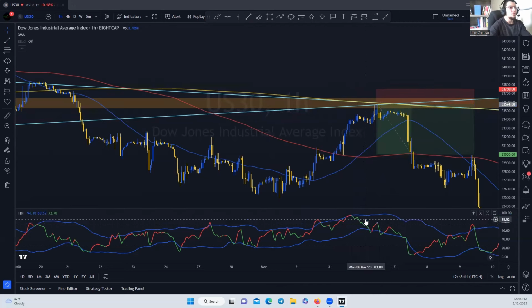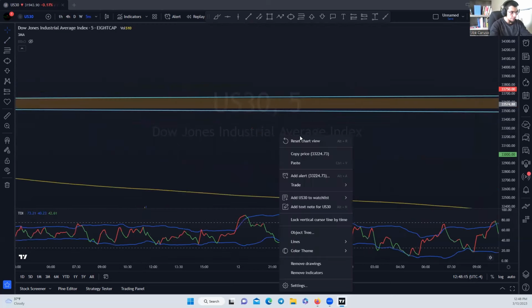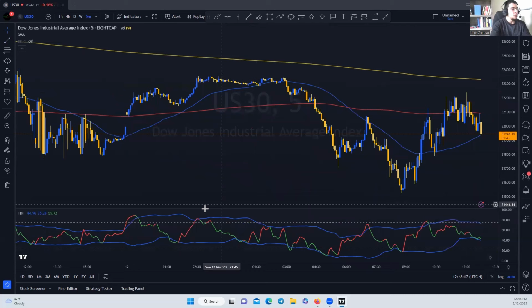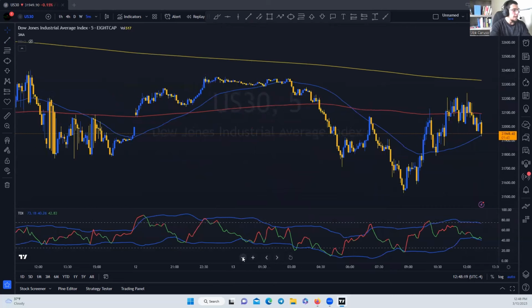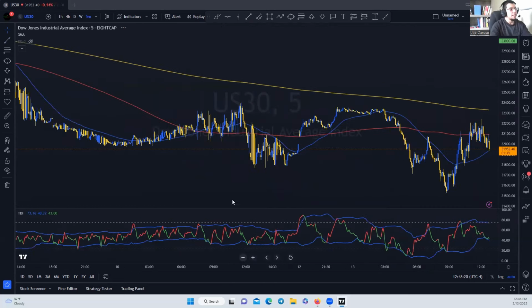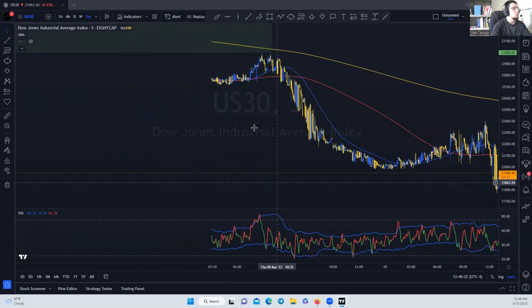Now I'm going to hop on the smaller time frame one more time. I'm going to hop on the 5-minute. The 5-minute is used for the actual entry and for stacking, as well as managing the position once it gets going.